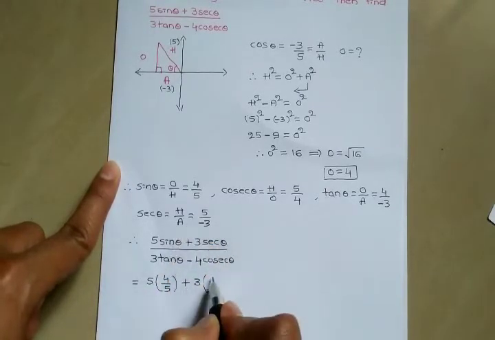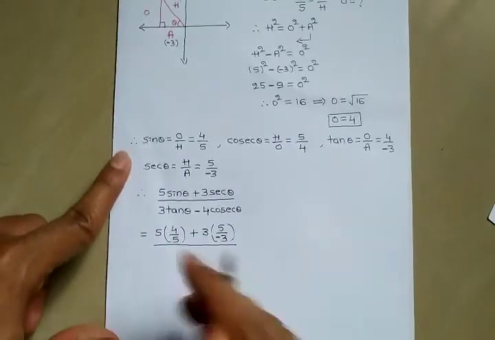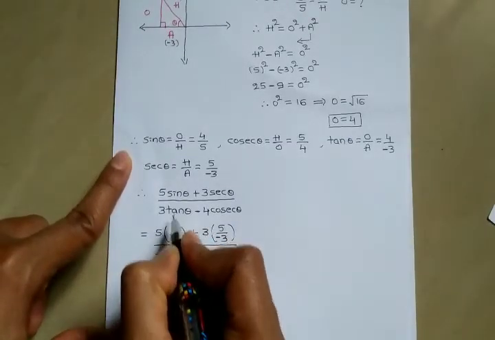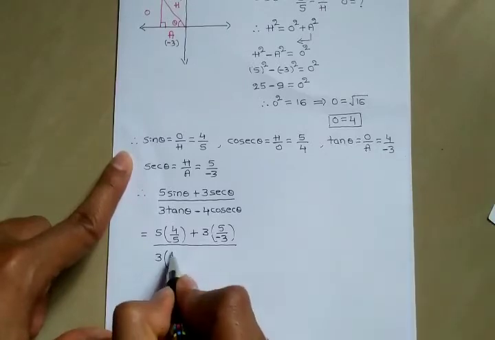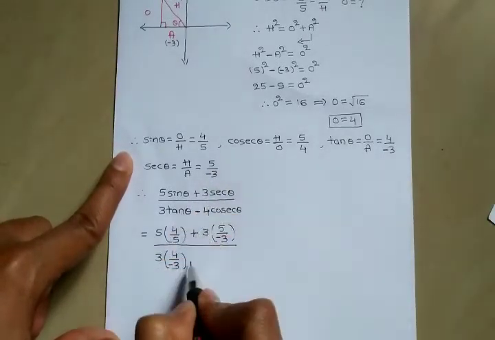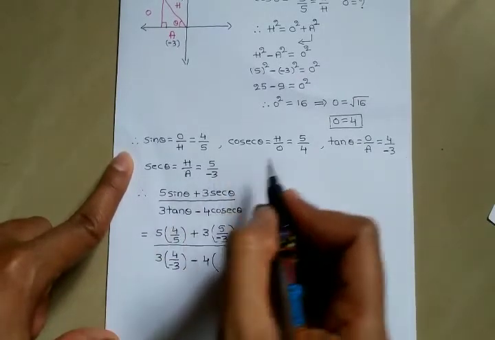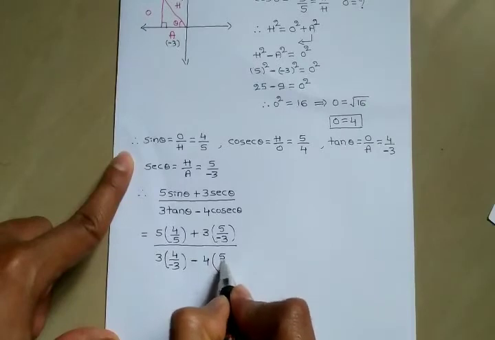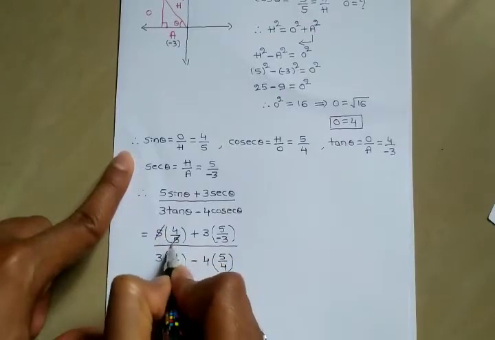I am going to keep it as it is, sec. What is the sec value? 5 divided by minus 3, divided by next 3. I am going to keep it as it is, tan. What is tan? 4 divided by minus 3. Next, the middle minus sign. Next, 4, I am going to keep it as it is, cosec. Cosec is how much here? 5 divided by what here? 4, correct?